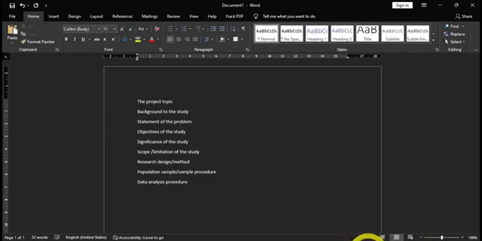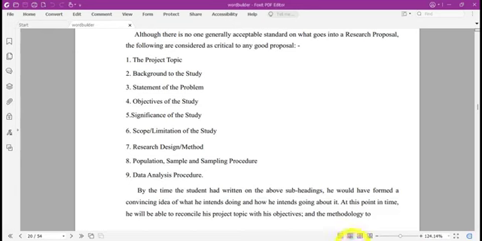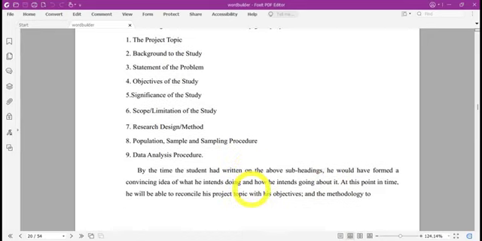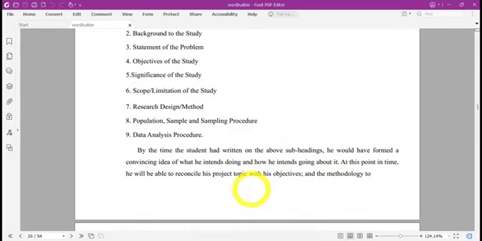Data analysis procedure. Analyzing your data. When you get your samples, you work on them, and you have your data that you're going to use to get your results. So you begin to analyze the data you have. It's from your analysis that you'll be able to get your results and your conclusion and the rest.